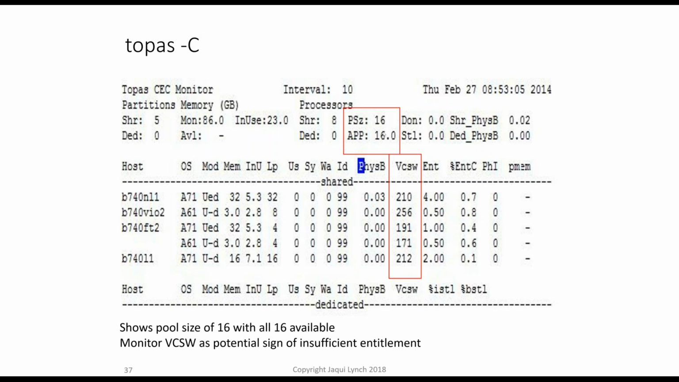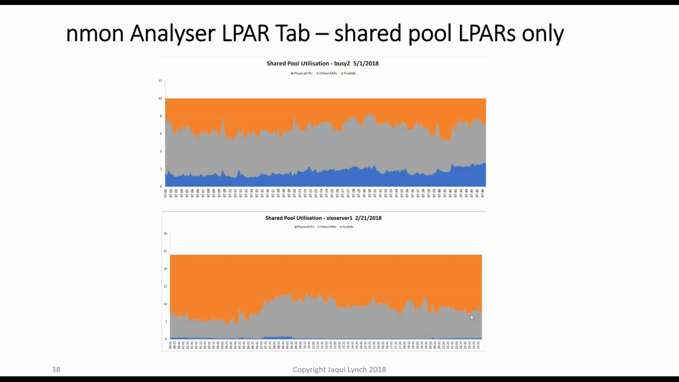Here you can see the pool size is 16 and there's 16 available in the pool. And down here, for a VIO server, or even for your LPAR, monitor those virtual context switches. What you're looking for is stuff that changes from what you would see in the normal baseline. And this is the shared processor utilization out of Nmon. Here you can see on my busy system, here's my physical CPU for this LPAR, here's all the other LPARs, and that's what's available in the pool.